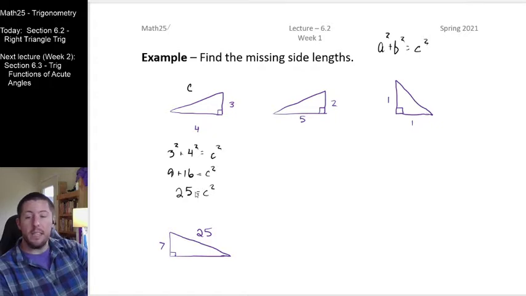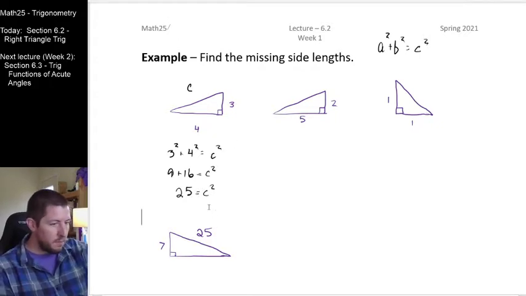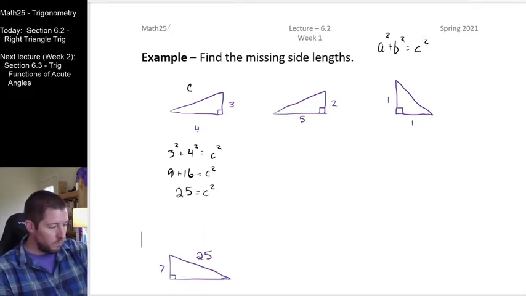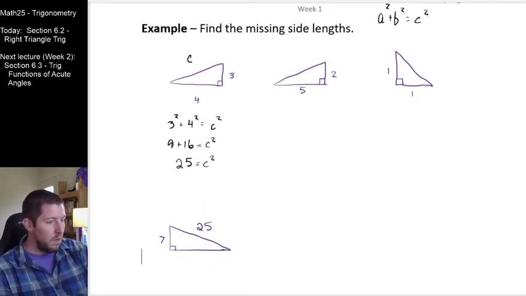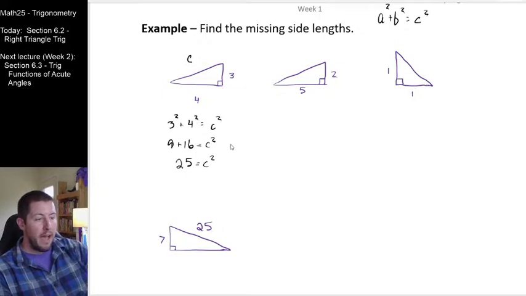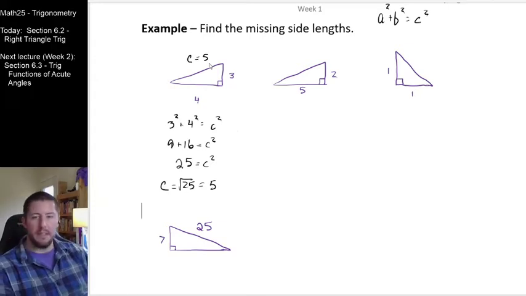And so I now can take the square root on both sides, and that will help me identify, let me give myself a smidge more room right here, to help me identify that c must be the square root of 25, which must be 5. Right? So I have now identified that c must be equal to 5 in this case right here.